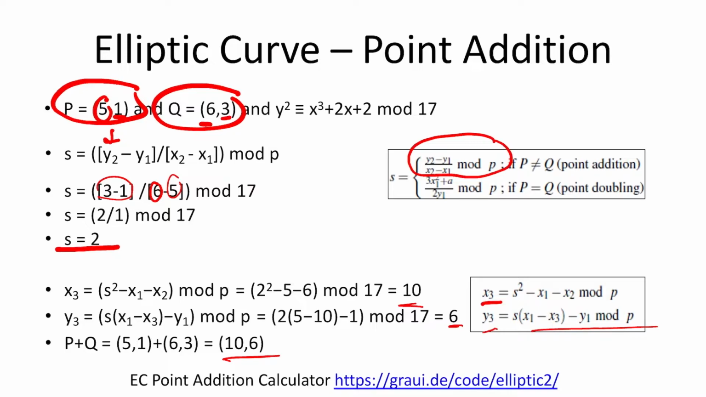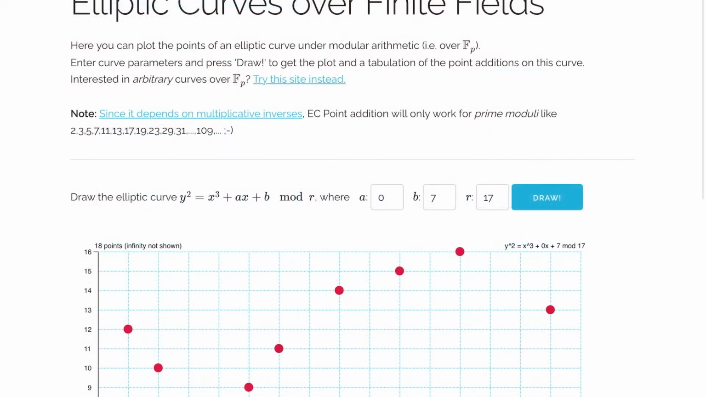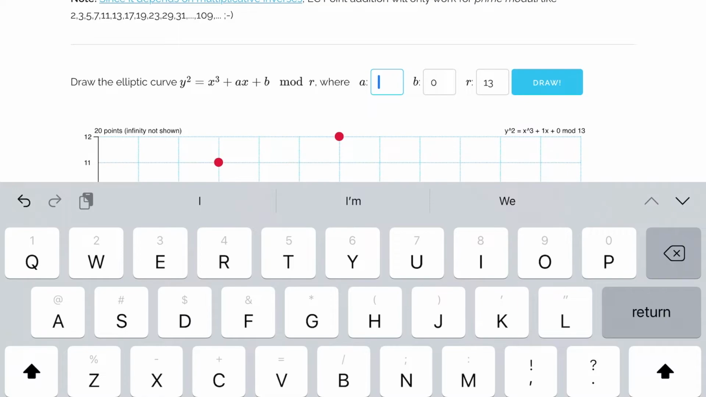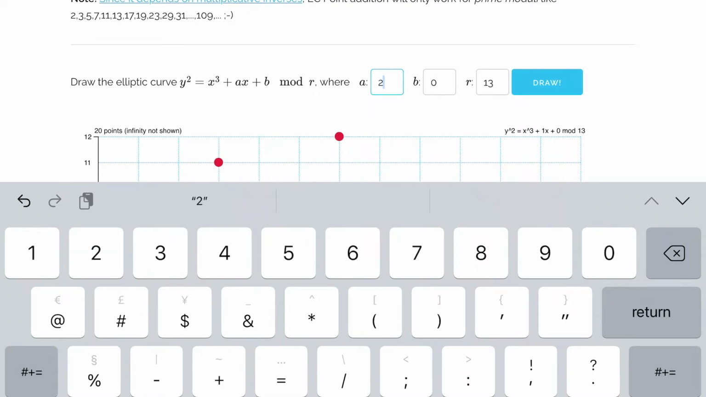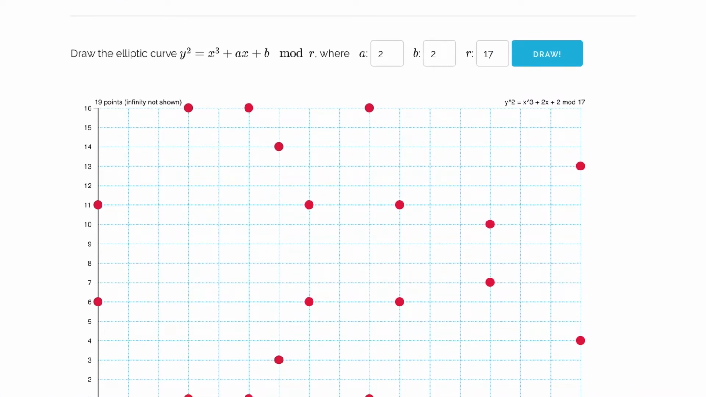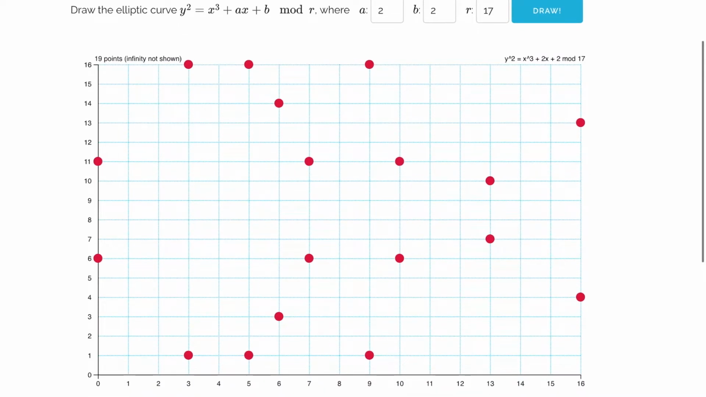Let's verify it using this elliptic curve point addition calculator at this link. In order to use this calculator to add points, first we have to calculate the finite field. To do that, again, we are going to plug in the values of A, B, and P. A in this case is 2 and B is also 2. The prime number we have is 17. So I'm going to click draw here. This is going to give us the elliptic curve over the finite field for prime number 17 given this A and B value. Now, how do we add points (5, 1) and (6, 3)?